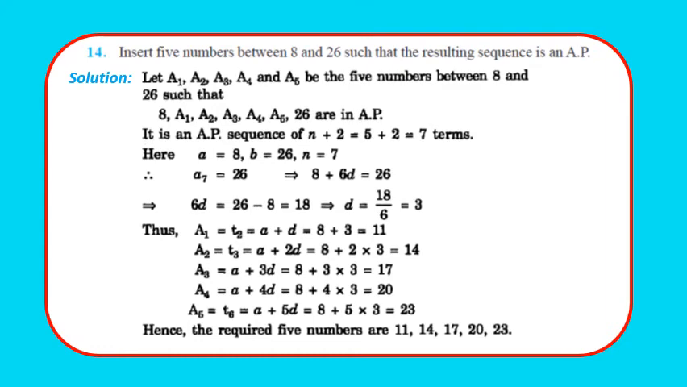Similarly A2 is term 3, so a plus 2d, which is equal to 14. A3 is our term 4, so a plus 3d equals 17. A4 is our fifth term, so a plus 4d equals 20. A5, that is our sixth term, so we have a plus 5d, which is equal to 23. So the required 5 numbers will be 11, 14, 17, 20 and 23. Clear? So pause and note down the solution.